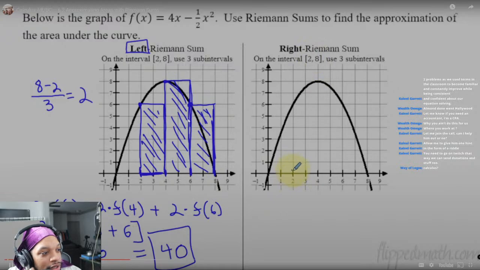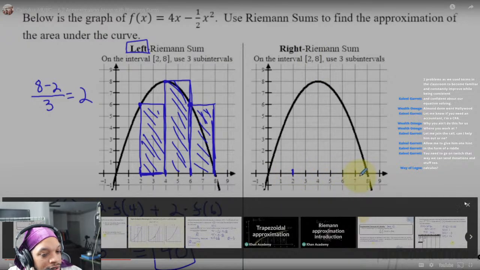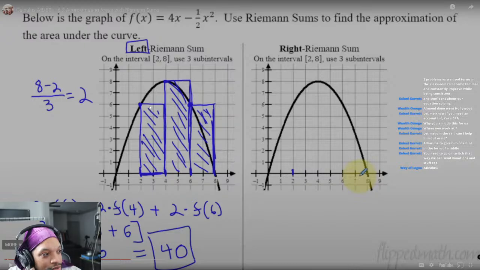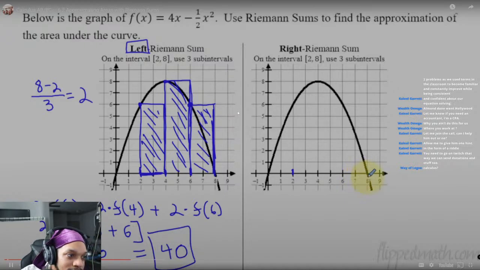We're going from 2 to 8. If you look at these rectangles, you see how the top left of each rectangle touches the graph? That's how you know it's a left Riemann sum. For the first half of that parabola, my function is increasing, and it does look like an underestimation because there are gaps underneath the curve. But on the right half of the parabola, where it starts decreasing, it's an over approximation.